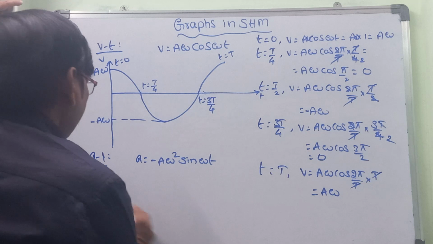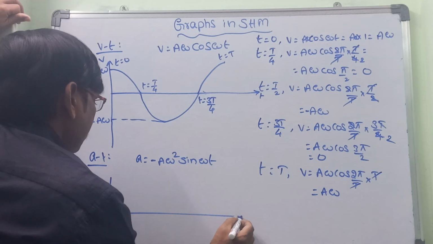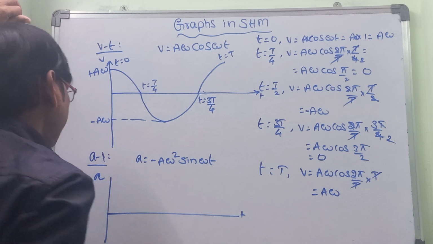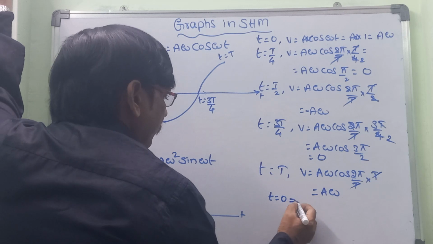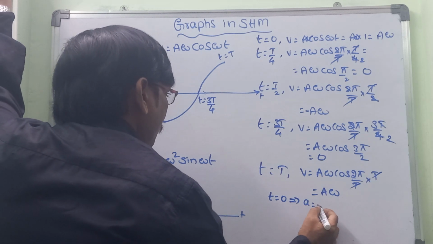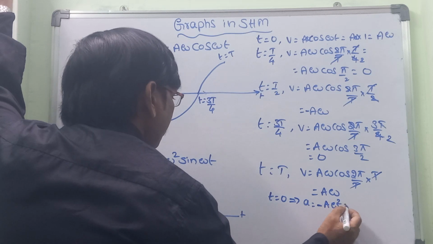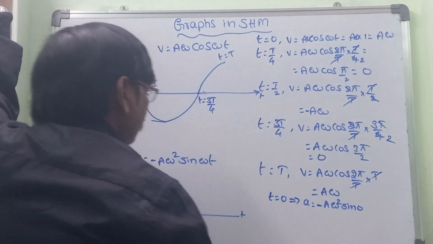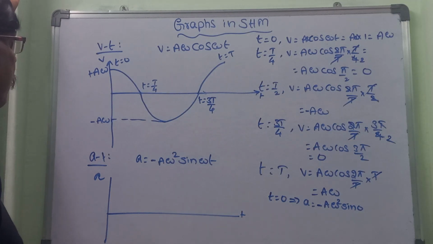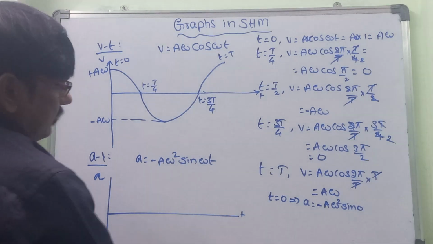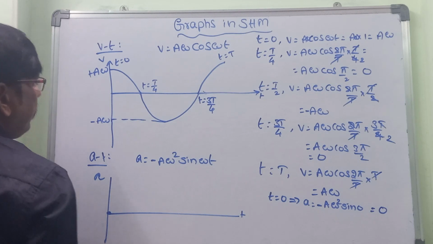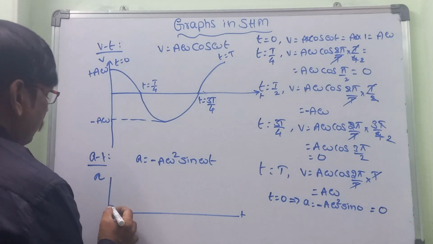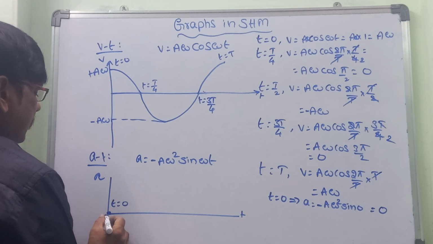Now let us take this one also, with t and acceleration. First of all, let us apply t is equal to 0. Then acceleration is equal to minus a omega square sin 0, that is a omega square sin omega t, and that becomes 0. So the particle will start from here. Here the particle starts from omega t at t is equal to 0, but here the particle starts from here.